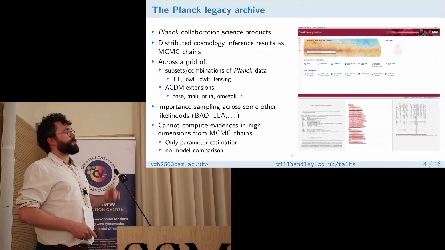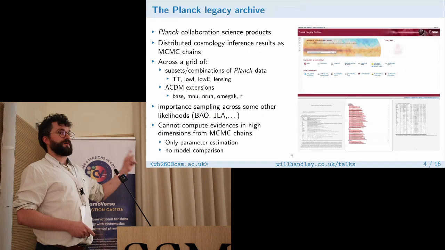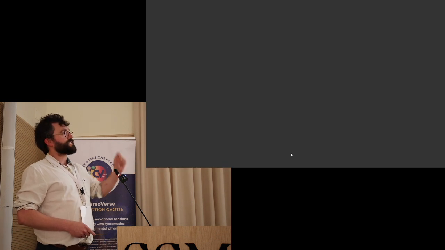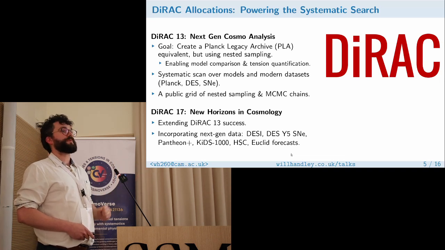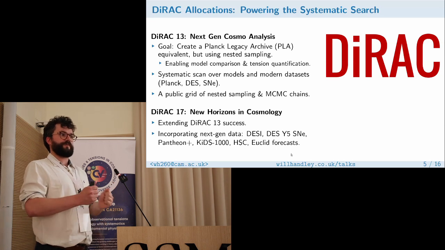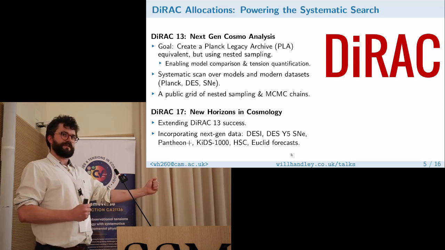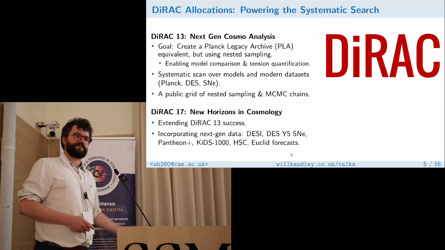So if you understood what the Planck legacy archive was, which was a whole load of MCMC chains for Planck combinations and models, this is that, but with nested sampling chains, if you want to do model comparison, and a whole load of other combinations of models. So it extends the grid in two ways, by giving you model comparison and combinations of data for searching for tensions.